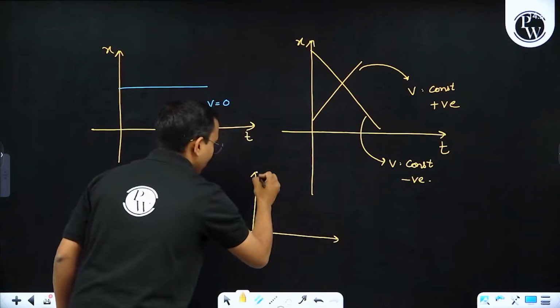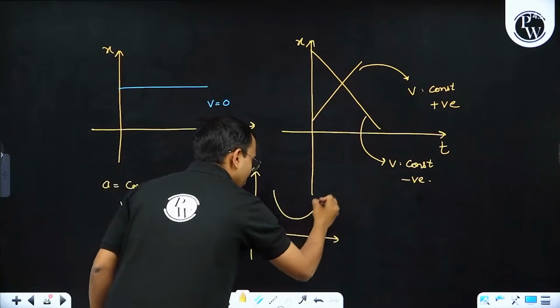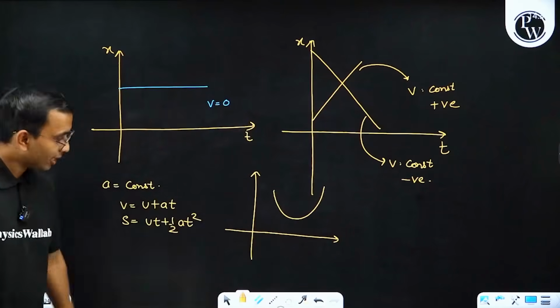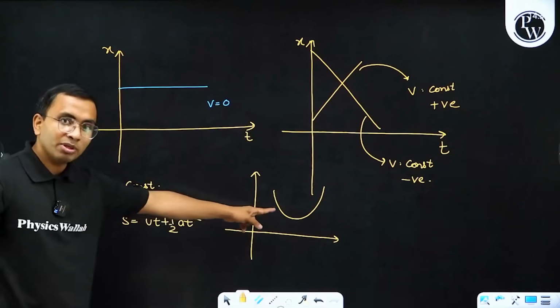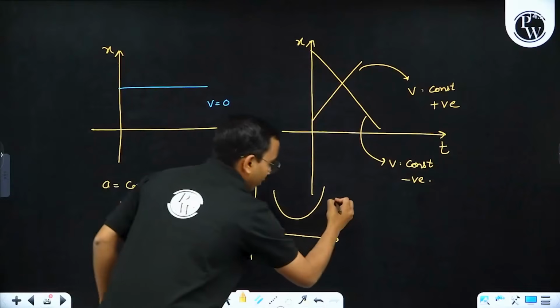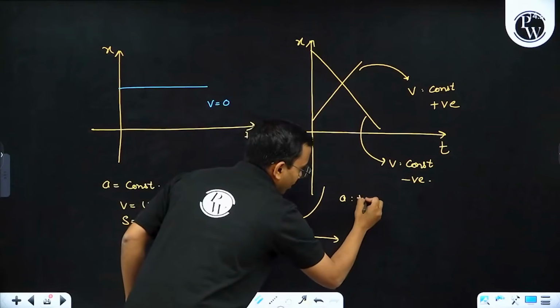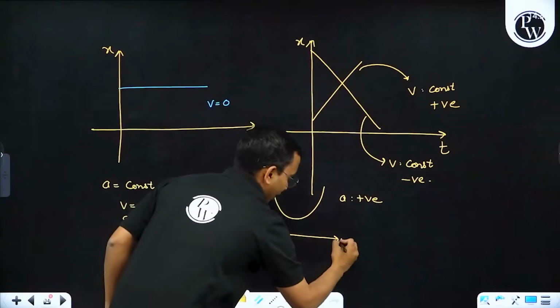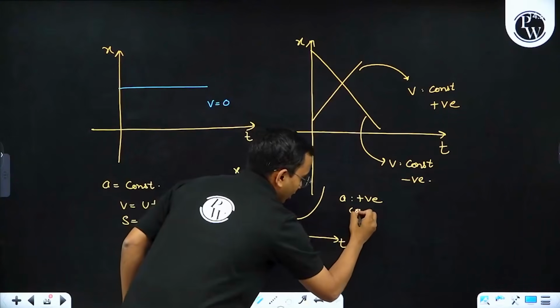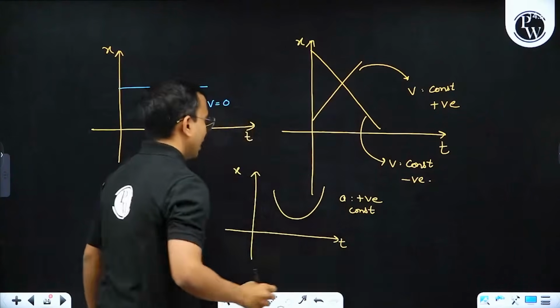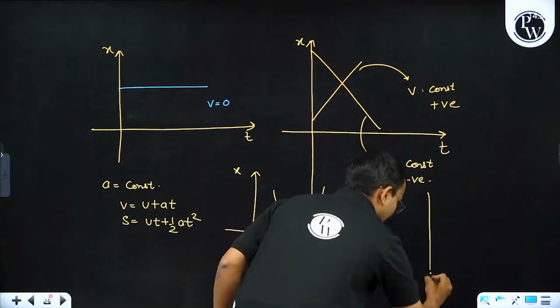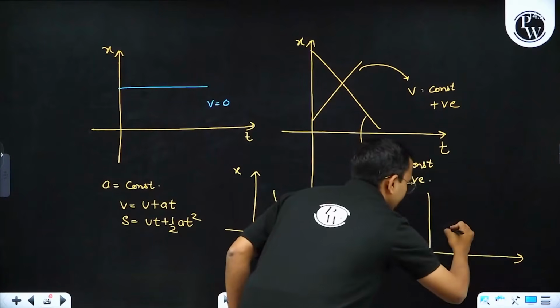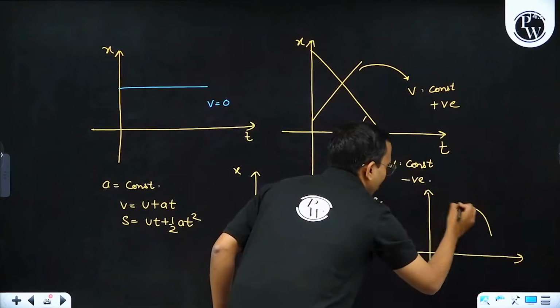If the acceleration is constant, it will come out to be a parabola. If acceleration is positive and constant, it will be an upward parabola, and if acceleration is negative constant, it will be a downward parabola.